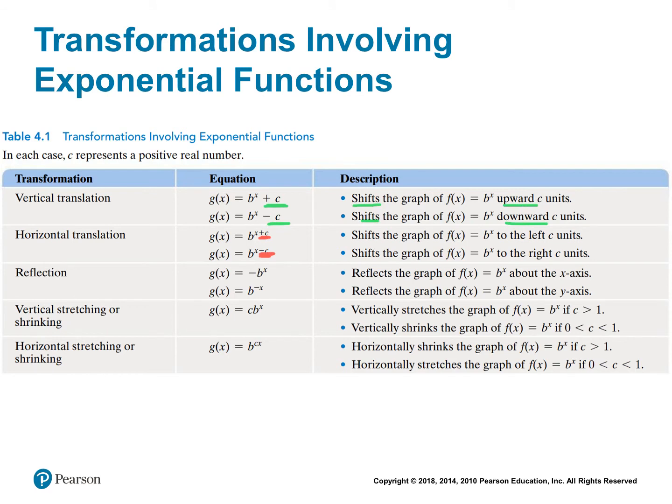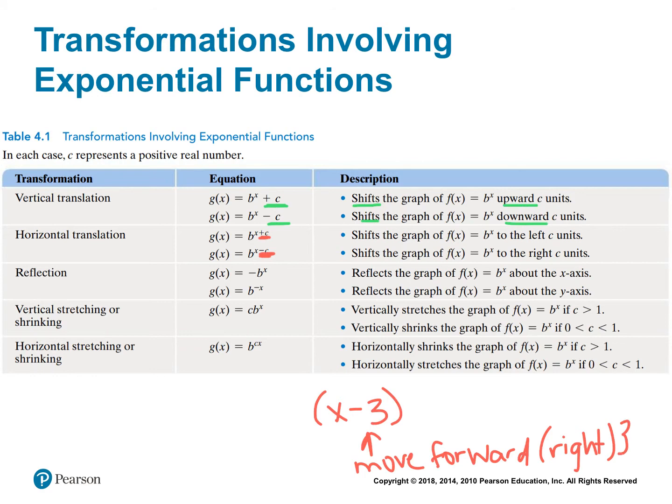So if it's added in the exponent, it's kind of like when we had something like this in parentheses. Back in other ones, this one moved right 3. So this is similar. If it's subtraction, you're going to be going to the right. If it's addition, you're going to be going to the left. It's because it's kind of like a grouping symbol up in the exponent. Okay, then a reflection. If it's the opposite, negative b to the x, that reflects the graph about the x-axis.